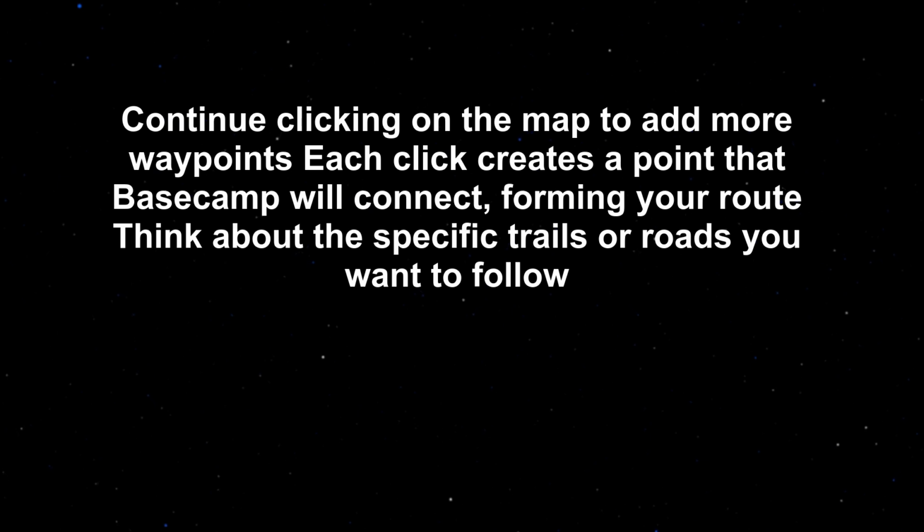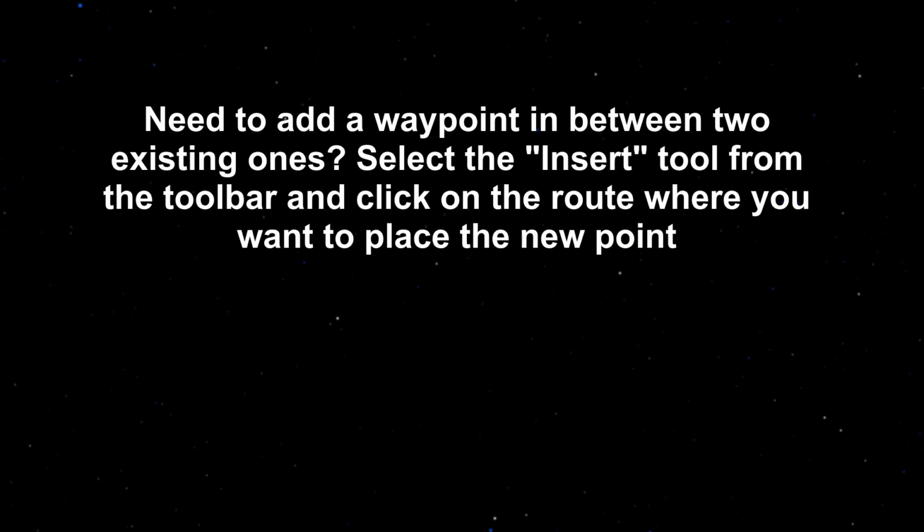Continue clicking on the map to add more waypoints. Each click creates a point that Basecamp will connect, forming your route. Think about the specific trails or roads you want to follow. Need to add a waypoint in between two existing ones? Select the Insert tool from the toolbar and click on the route where you want to place the new point.